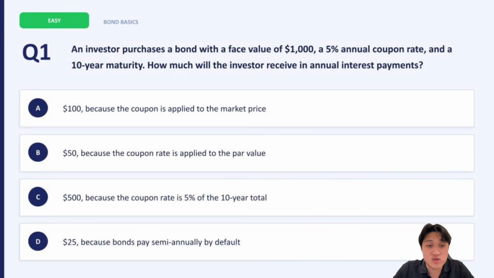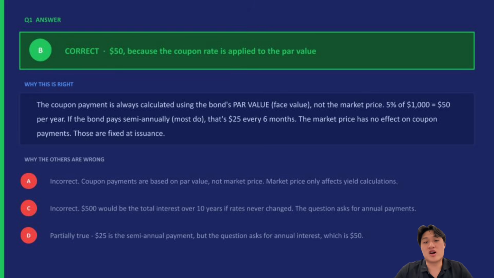Okay, the answer to this question is going to be B, $50, because the coupon rate is applied to the par value of the bond. If the bond pays semi-annually, which most do, that means you are going to be getting $25 every 6 months. The market price has no effect on the coupon payment. Those are fixed at issuance.